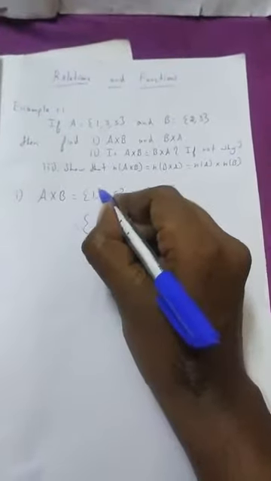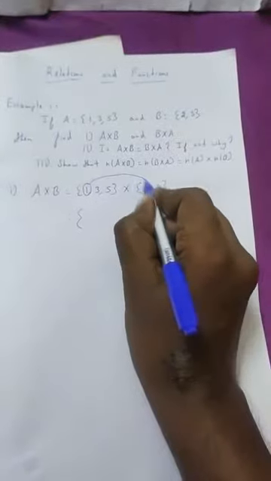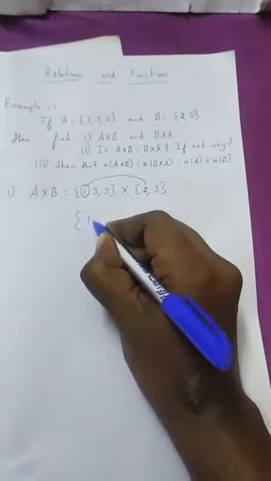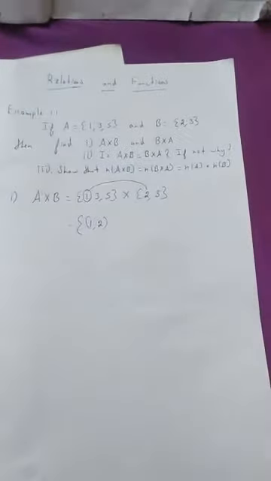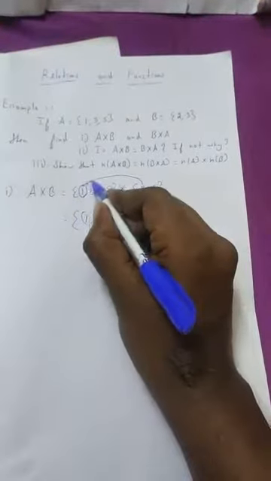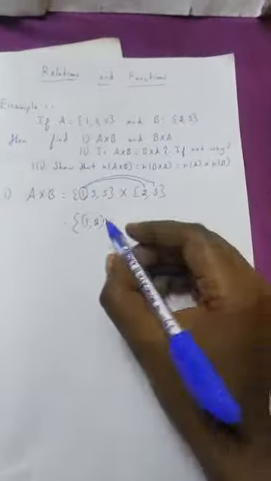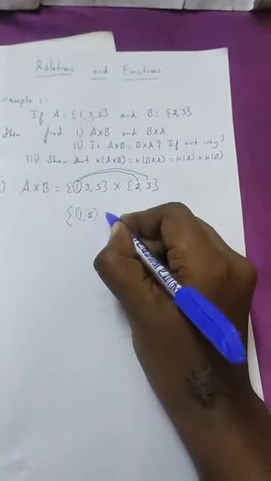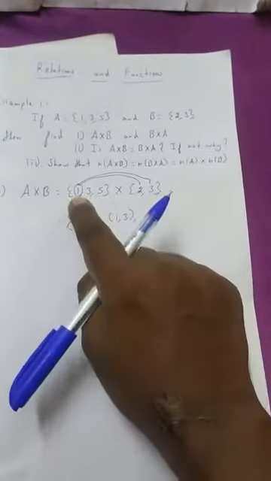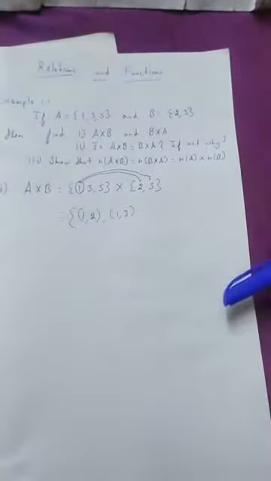So we have to open a set. Inside the set, the first number of set A is 1. From this 1, to the first number of set B, this is the first ordered pair, that is (1, 2), right? Again with the same number we have to go for the second number of set B, that is (1, 3). So the second ordered pair is (1, 3). So from the first number of set A we can obtain two possible ordered pairs.